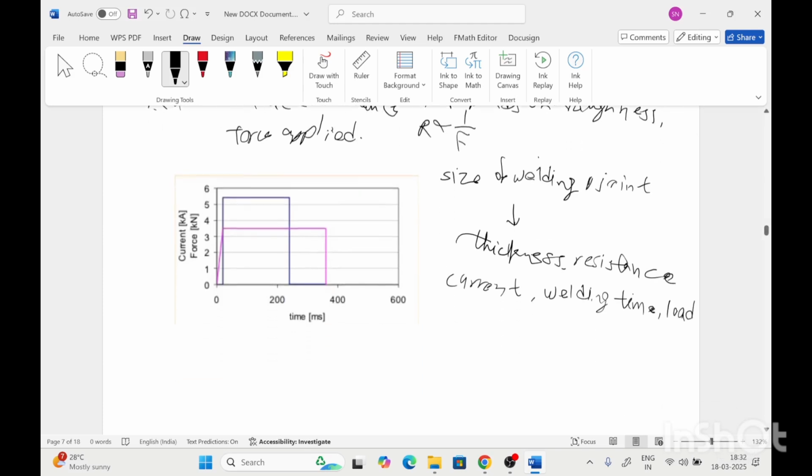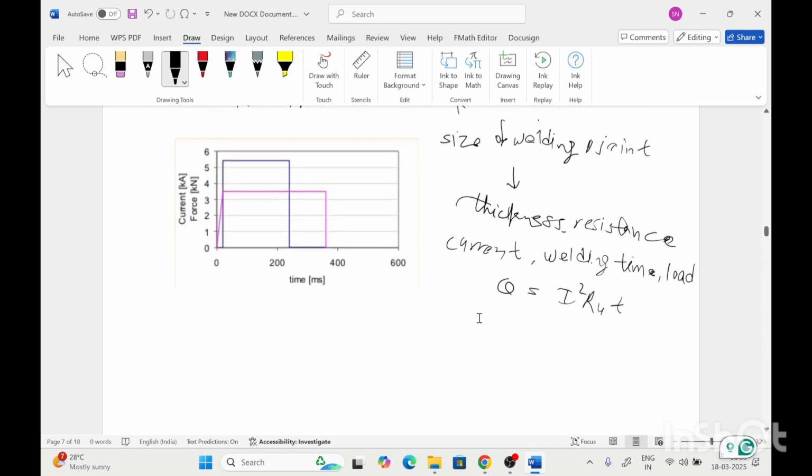So the heat Q generated can be written as I square R T, where R is the contact resistance between the plates. This is the diagram of the current and force with time.